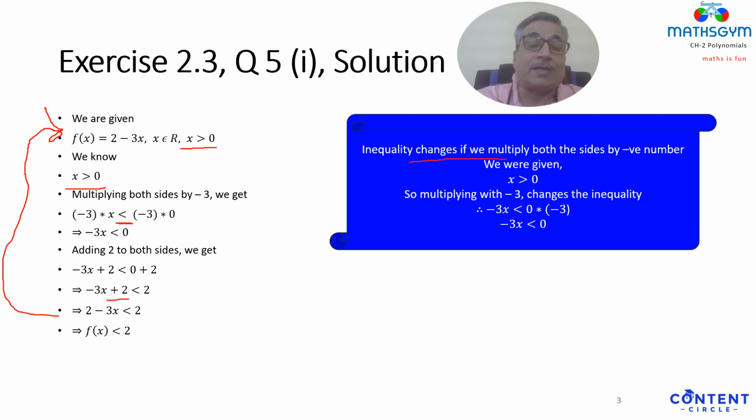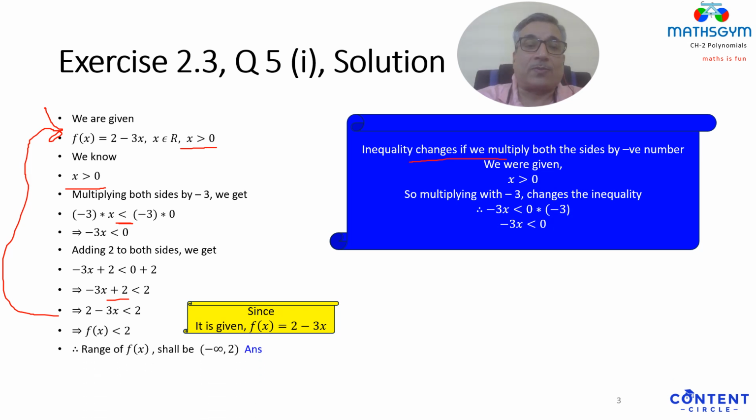Now basically what it means, my range should be smaller than 2. f(x) should be smaller than 2. We have got the answer. Let us depict it on the number line. So basically, where have we got 2 − 3x? We got f(x) is 2 − 3x.